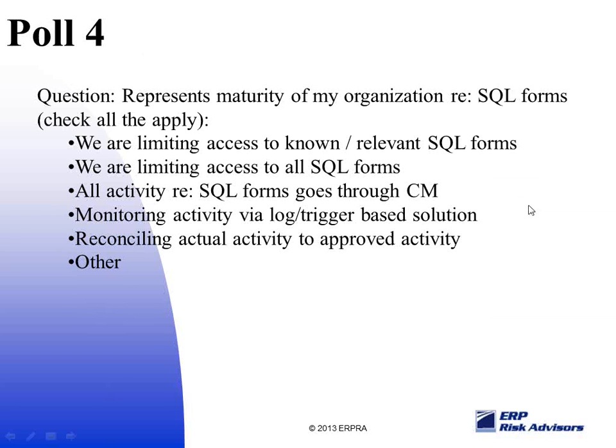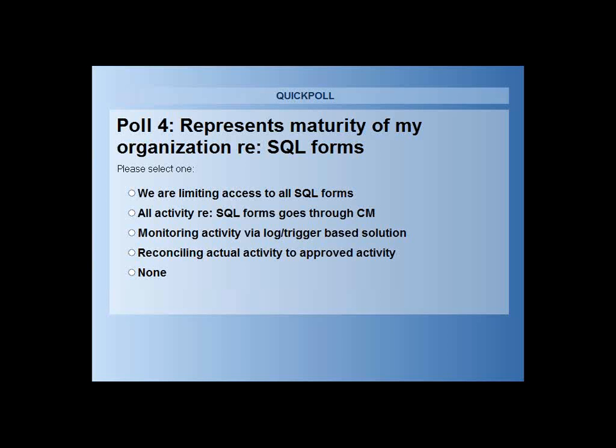So poll 4 here, before we get into controls, represents the maturity of my organizations. This is asking the questions a little differently than we had in the prior one. My organizations related to SQL Forms: we're limiting access to known relevant SQL Forms. We're limiting access to all SQL Forms. All activity regarding SQL Forms goes through change management. We've got a monitoring process in place. The fourth one, we're reconciling actual activity to approved activity. So again, we're just getting a feel for where you are in the context of how you've implemented certain controls.